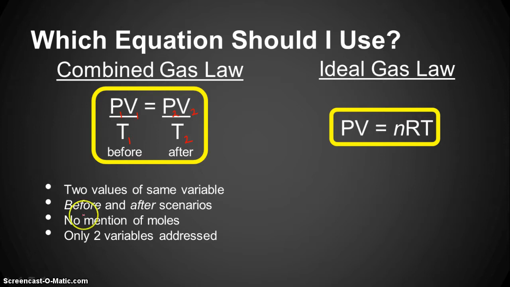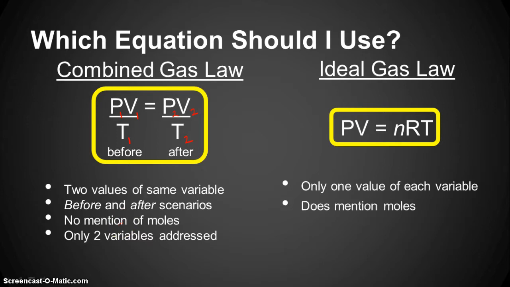And the reason that works is because if one of these values, pressure, volume, or temperature, is held constant, then we can ignore it in the equation. So we just basically cover it up and pretend it's not there. If you need to use the ideal gas law, you would notice that your problem only has one value for each variable, or it will mention moles. So that's a good way to tell which gas law you should be using to do your problems with.